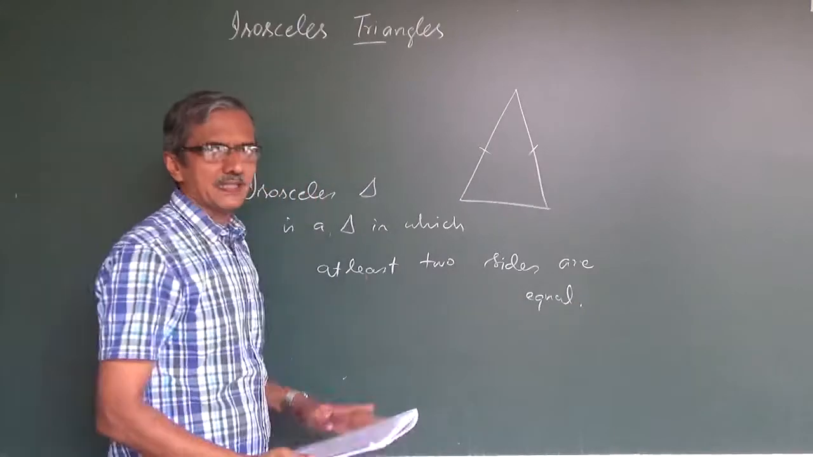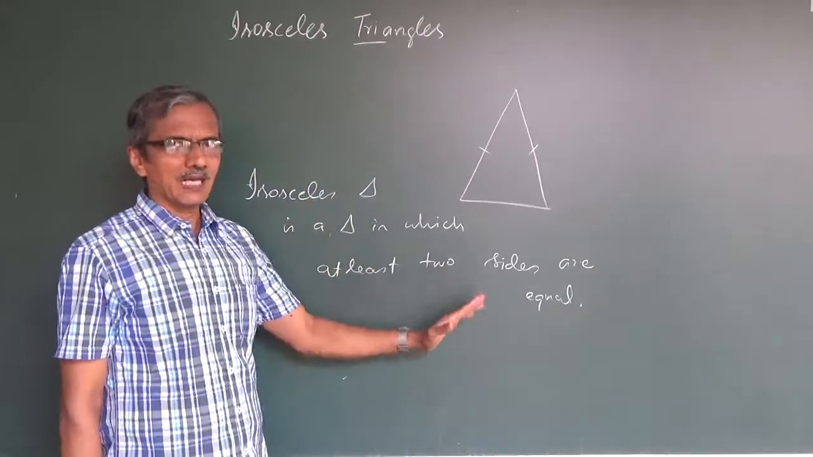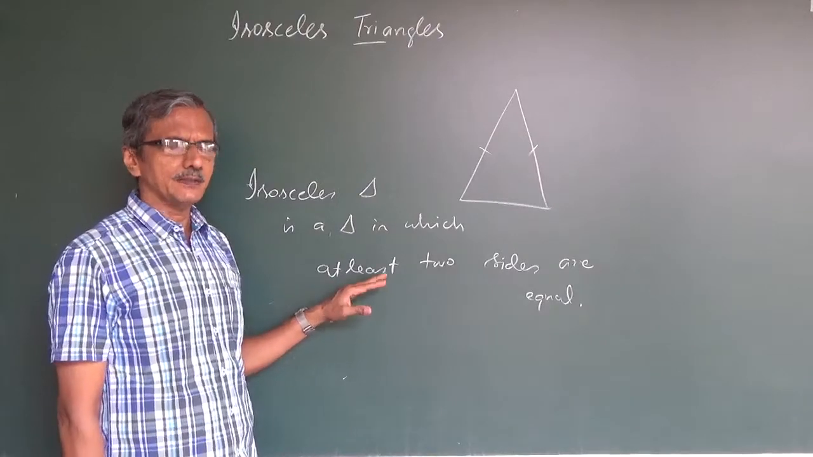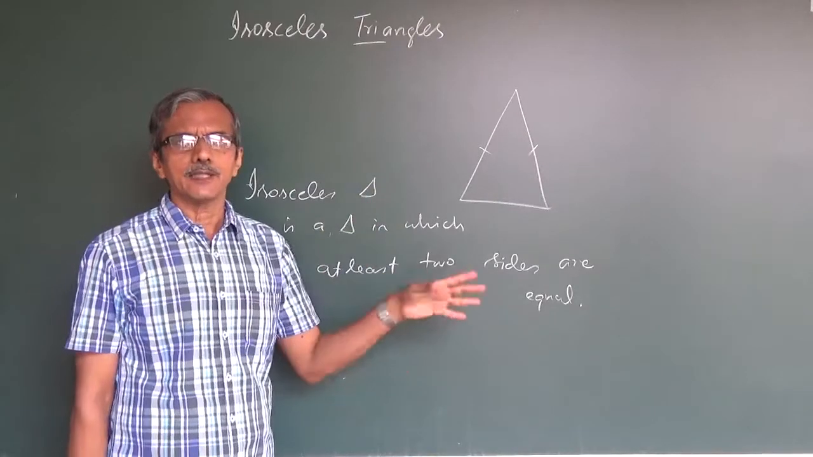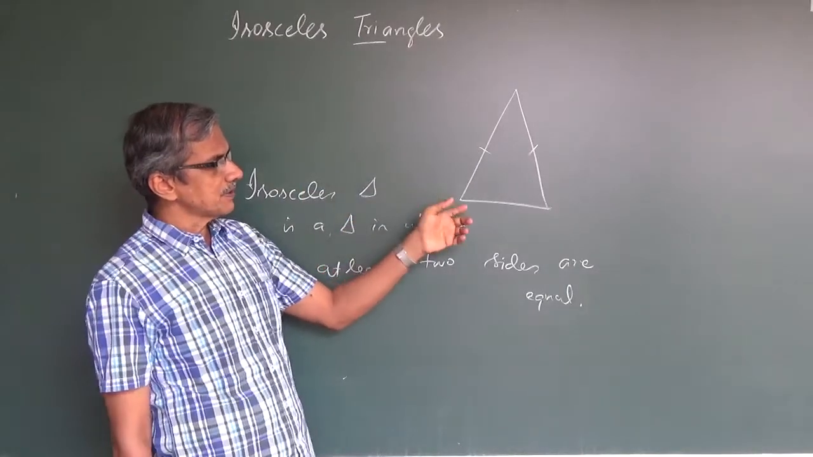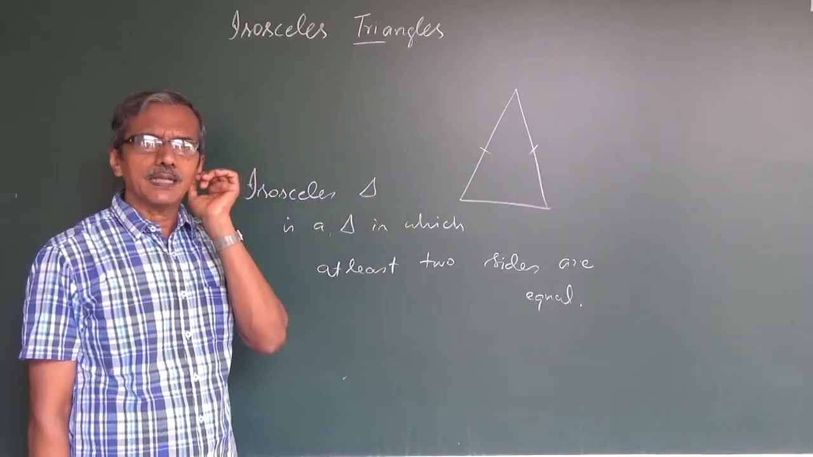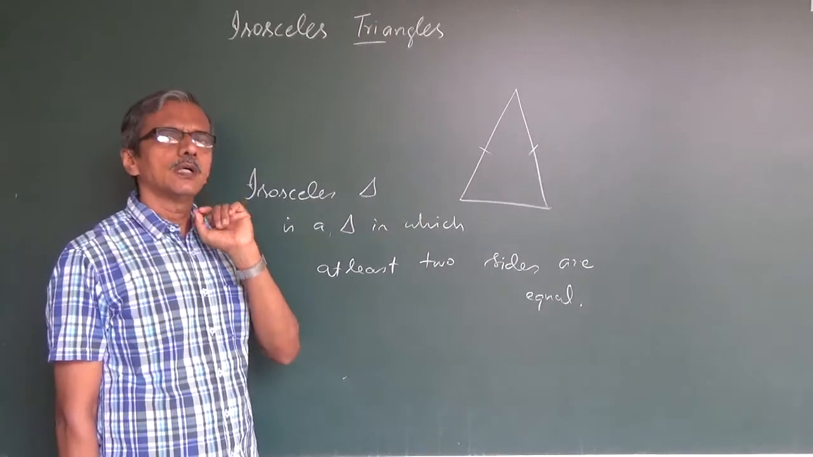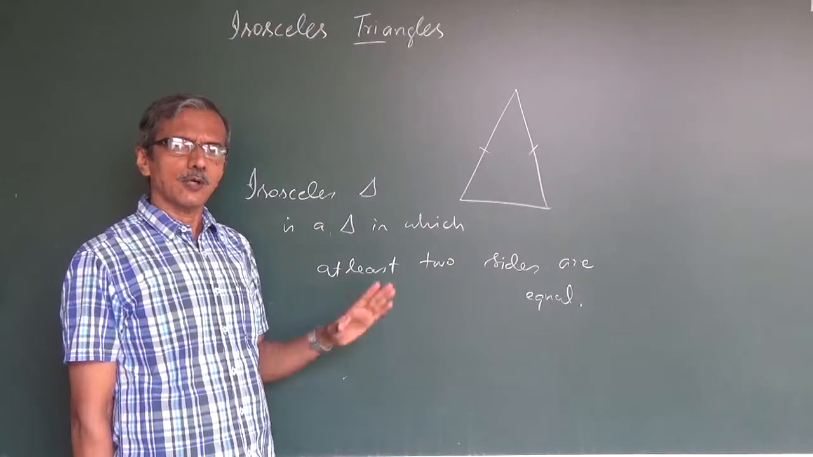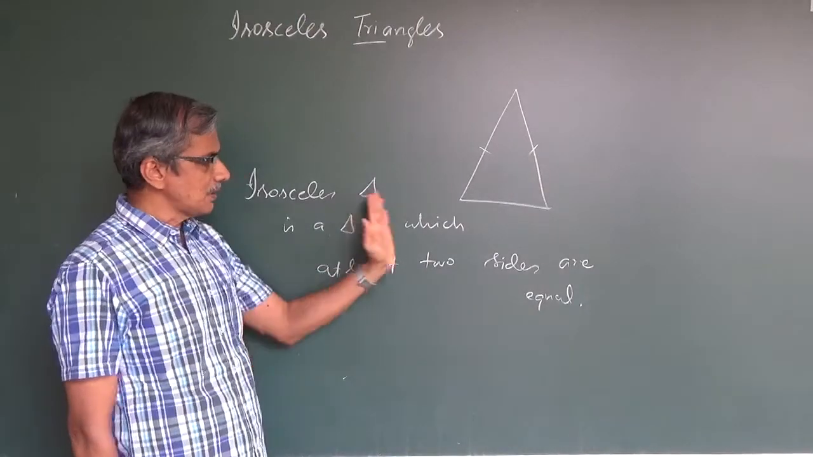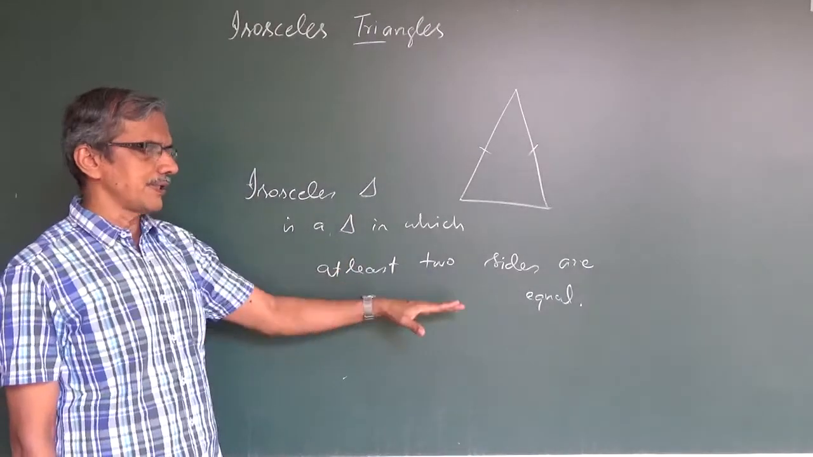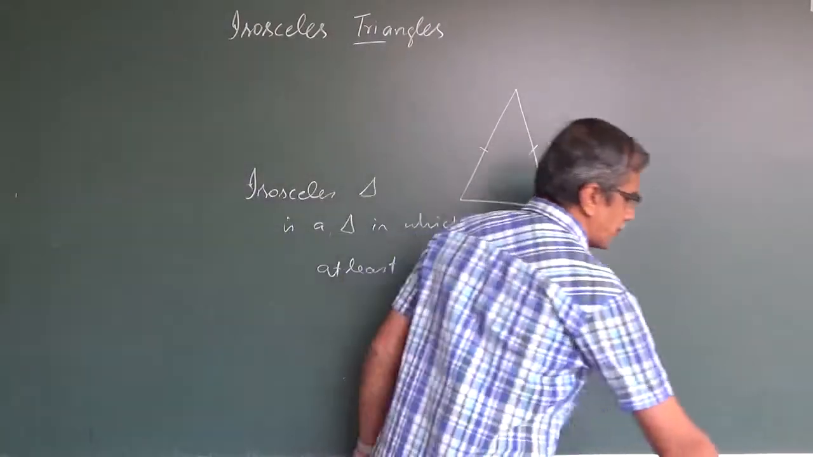So this is the basic definition. It doesn't talk about angles, it talks only about sides. From this we derive the other properties. I hope you understood. Because of this, even equilateral triangles are also isosceles triangles. All equilateral triangles are isosceles triangles because they satisfy this condition that at least two sides are equal.